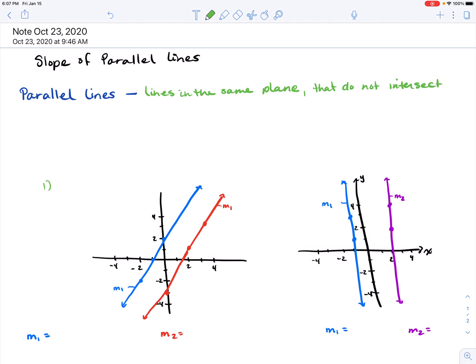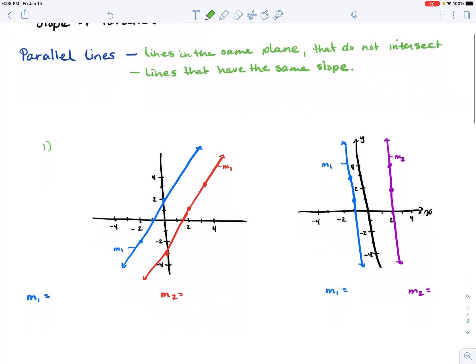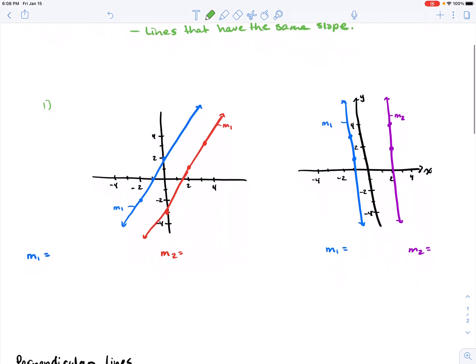Also, parallel lines are lines that have the same slope. Now, we've already seen tutorials on how to calculate slope. So let's show how this is actually true. So let's look at this first example.